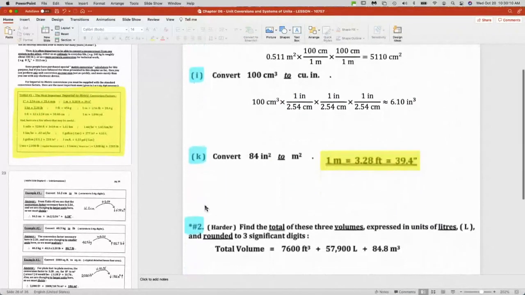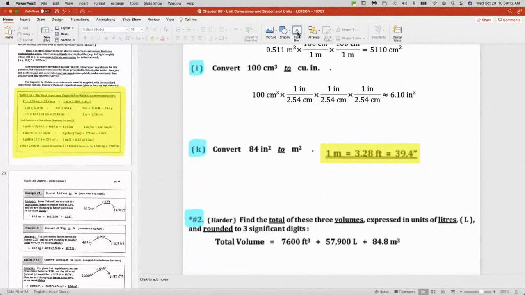So this one's a one and done. This is a one and done, my friends, because we have 1 meter and we have inches right there. See the inches? 39 and change. So let's do that now.